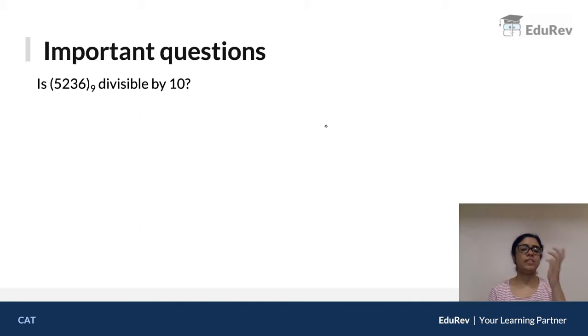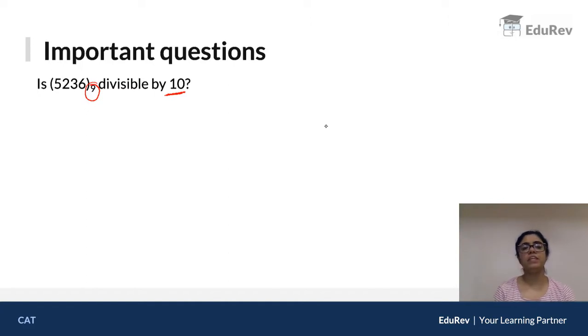Now, let's look at this question. This is a CAT level question. A similar type of question had been asked in CAT 16 and 17. Now the question is: is 5239 to the base 9 divisible by 10? Okay, the base is 9. So the number system which we are going to use is the base 9 system.